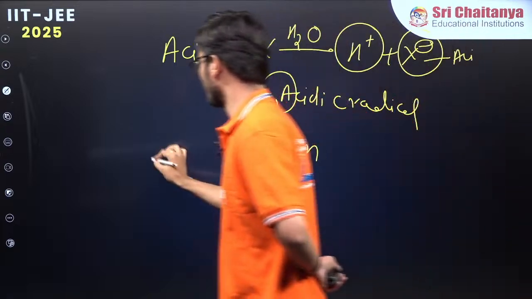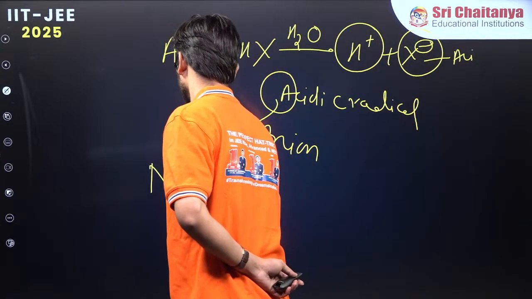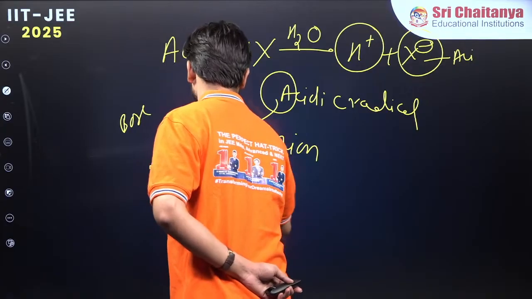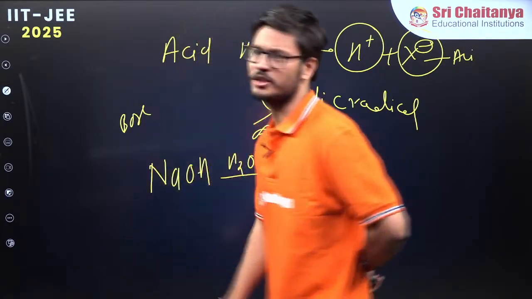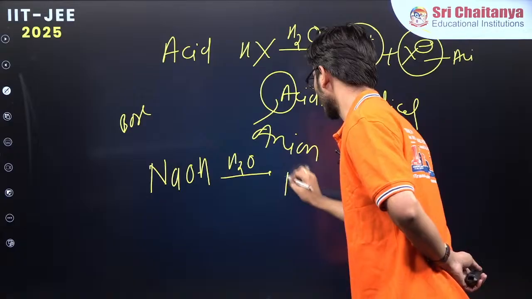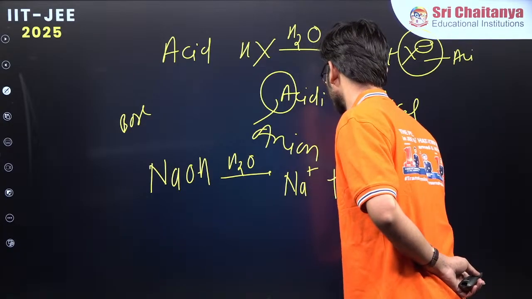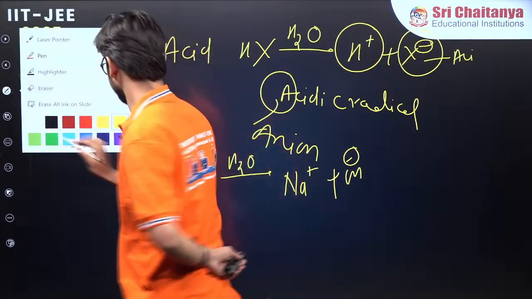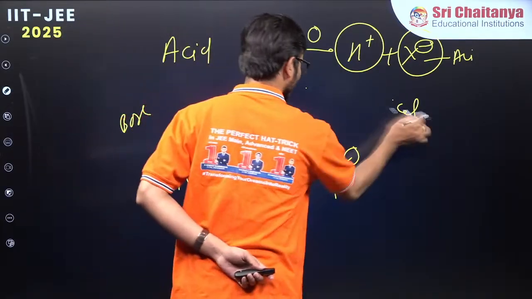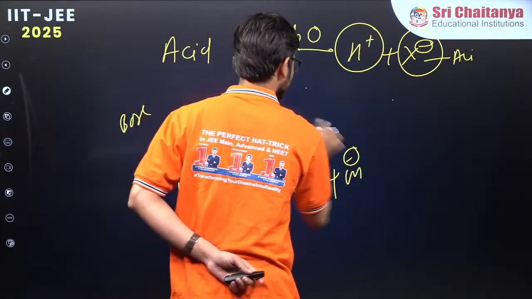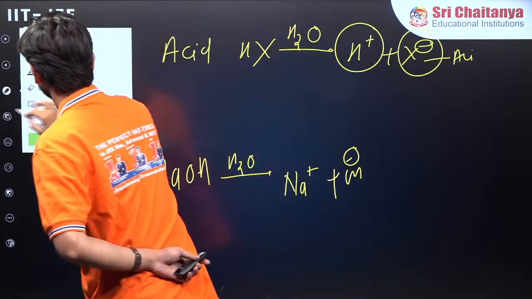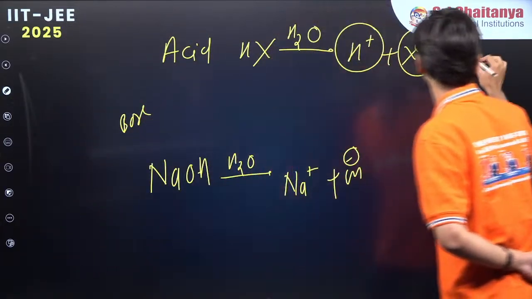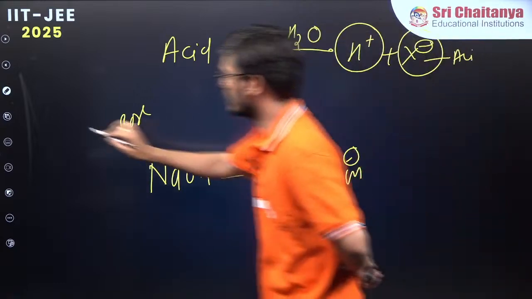Let us say we have a base, NaOH. What is the definition of a base? If you put NaOH into the water, it will dissociate into Na plus and OH minus. You see over here, what is an acidic radical? Acidic radical means the negative part of the acid. A for anion. Remember like this. This is called the acidic radical.